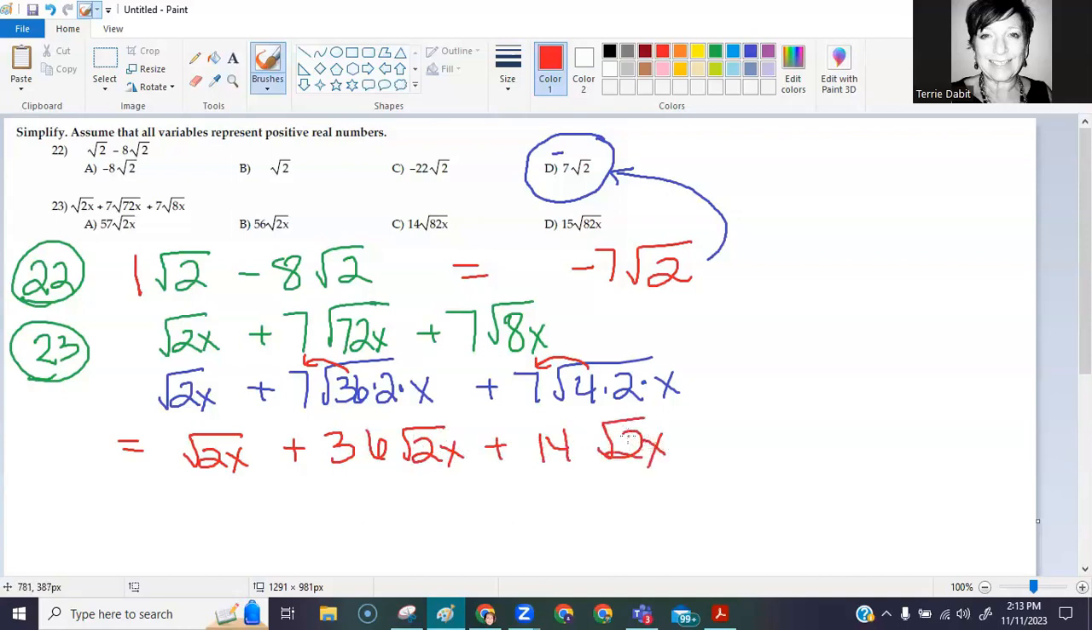And you'll see that now every single thing underneath the radical is the same. So I add my outsides. Don't forget there's a 1 out here. So if I add my outsides, I will get 57. And what's left on the inside is 2x.